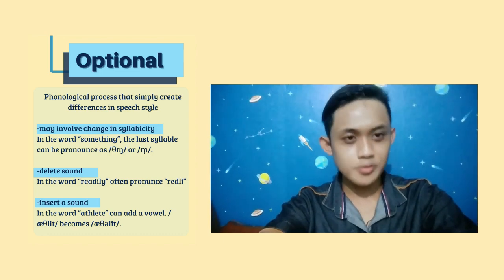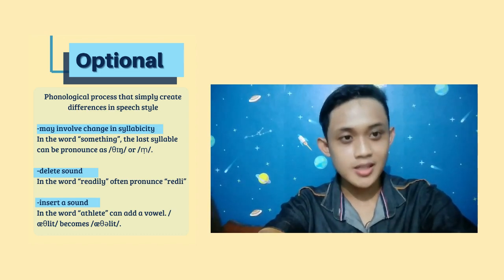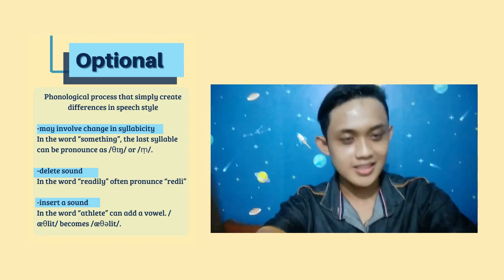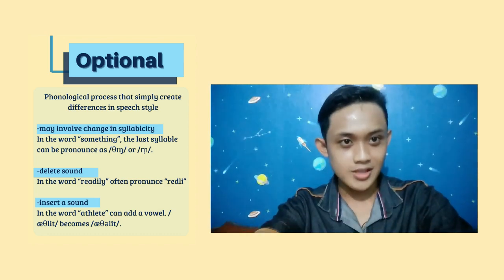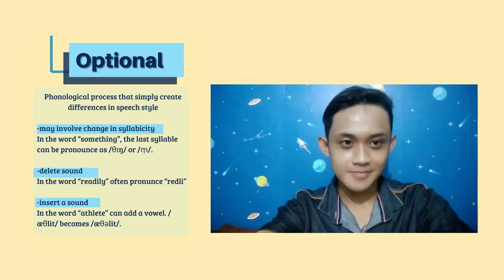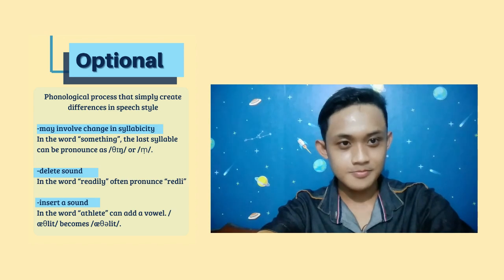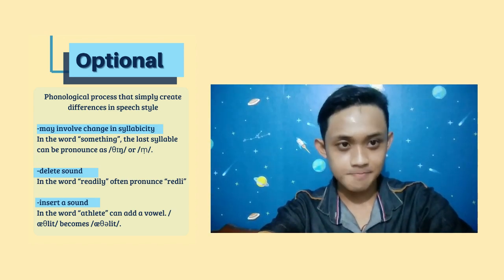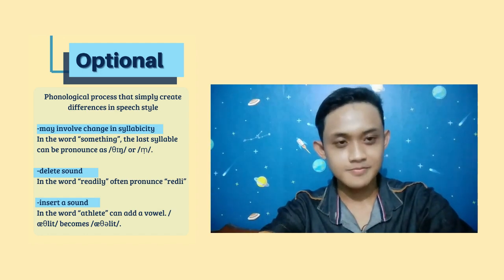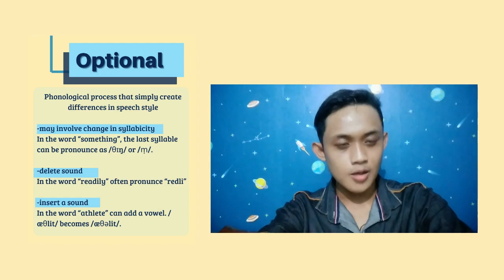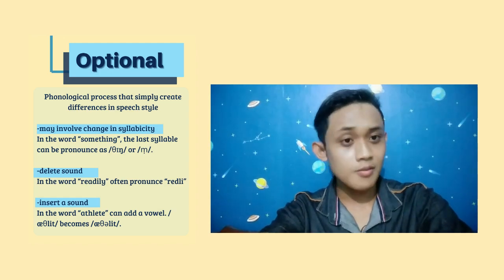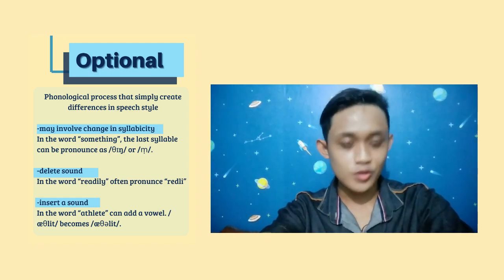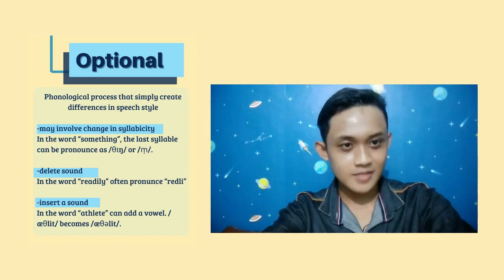First, optional phonological processes may involve a change in syllabicity. For example, in the word something, the last syllable can be pronounced as a syllabic N or with a vowel before the N. Both pronunciations of something are correct. You can use both styles. It's optional.